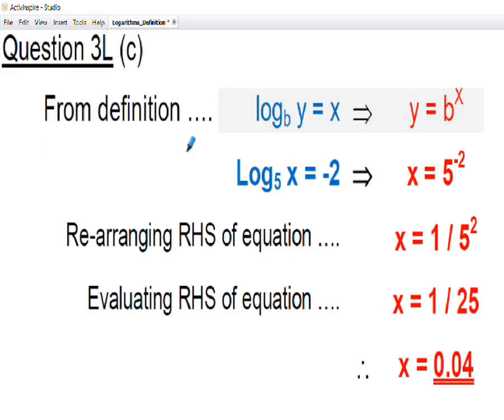In this example, we've got log to the base 5 of x is equal to minus 2. So again, we need to read the y and the x terms carefully from our definition. So for the exponential function, y in this case is actually x, the base in this case is 5, and the x in this case is negative 2. So writing that as x is equal to 1 divided by 5 squared, don't forget the negative index is reciprocal, so that's really 1 upon 5 squared. That gives us x is equal to 1 upon 25, or x is equal to 0.04.